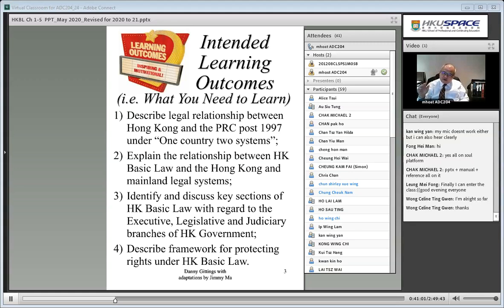And then the second objective is for you to learn the relationship between the Hong Kong Basic Law and the Hong Kong and mainland legal systems. Superficially, one very often will be able to say that in Hong Kong we have a common law legal system, and on the mainland it is non-common law, a civil law system, and that is the main distinction.